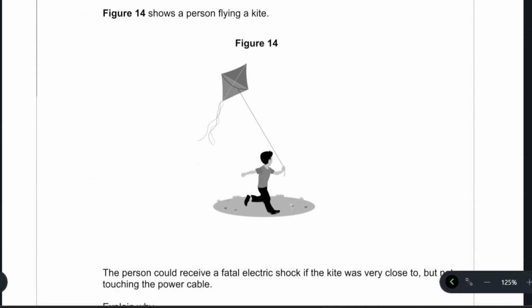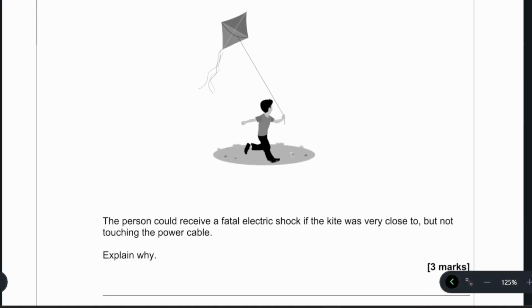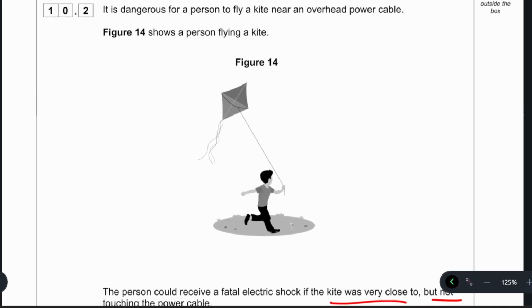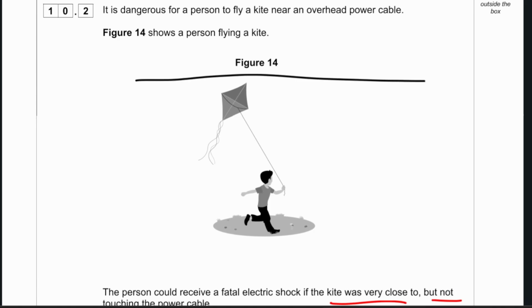10.2: it is dangerous for a person to fly a kite near an overhead power cable. Figure 14 shows a person flying a kite. The person could receive a fatal electrical shock if the kite was very close to but not touching the power cable. Explain why. So if you've got a power cable above this kid and it's not touching, how could they still get an electric shock? Well, remember, we're working at very high voltages through our cable. As a result, we might end up with a very high electric field strength, and that means that the air around it can actually become ionized.